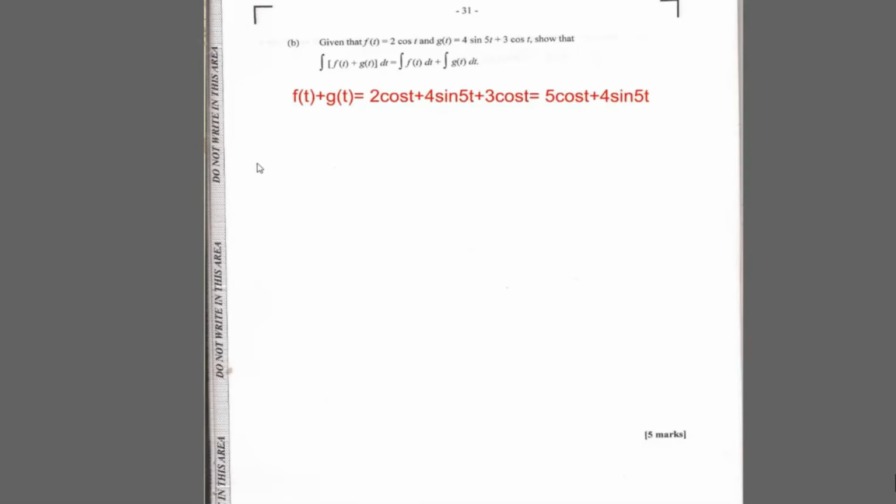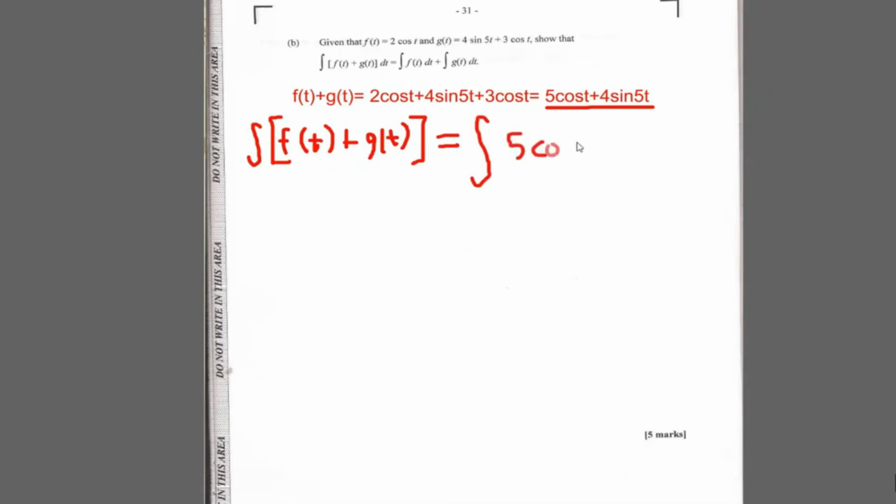Nice. That's f of t plus g of t. So now if I were to integrate f of t plus g of t, that's what I'll be integrating: 5 cos t plus 4 sine 5t. That's going to be equal to the integral of all of this, which is 5 cos t plus 4 sine 5t.